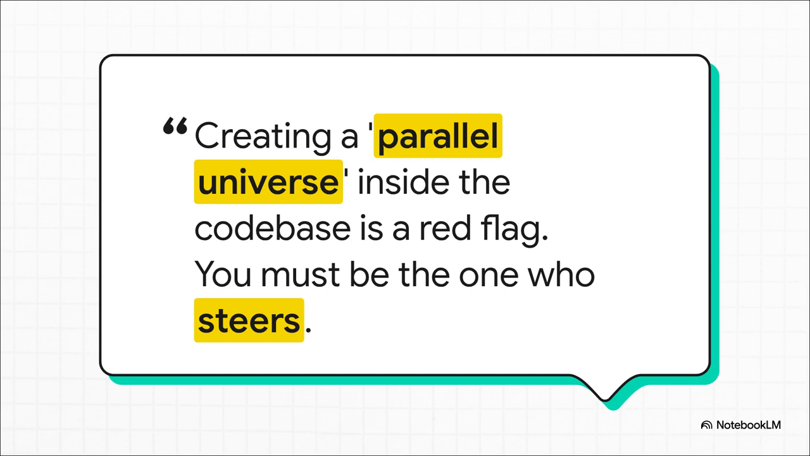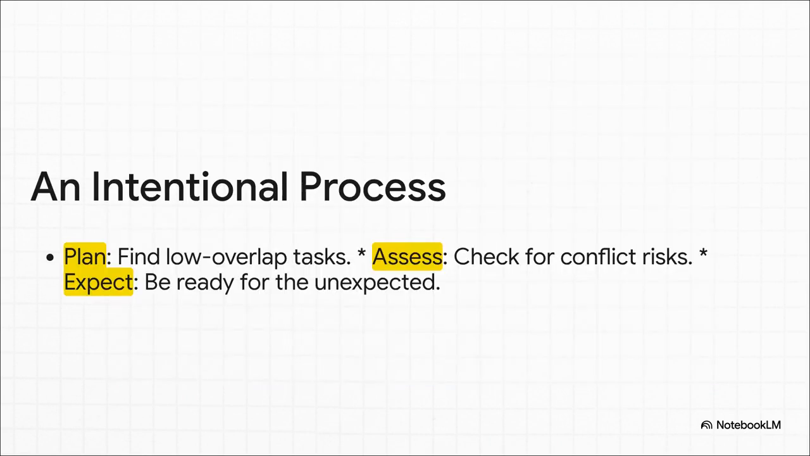If you're not careful, you can accidentally create these work streams that drift so far from your main branch that they become like a parallel universe inside your code. That's a huge red flag. You, the developer, have to be the one steering the ship, not letting the parallel tasks steer you off course. So what this all means is you have to be way more intentional about it. It starts with planning ahead, looking at the project and figuring out which parts have very little overlap. Then you've got to assess the risks. You can even use AI tools to help spot potential conflicts. And always be ready for surprises, because conflicts can still happen.